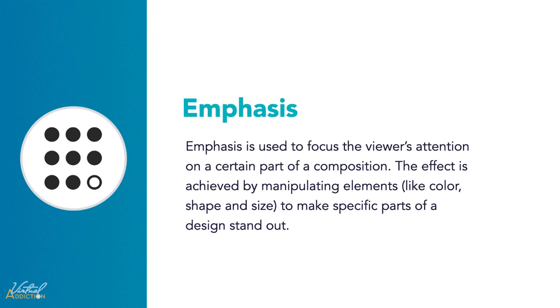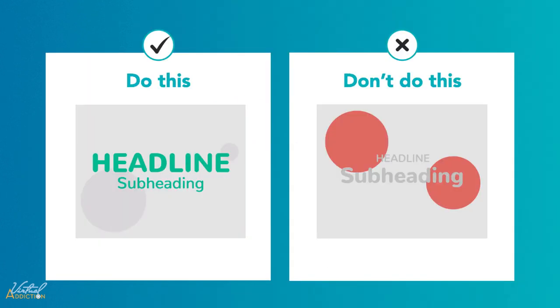Emphasis is used to focus the viewer's attention on a certain part of a composition. The effect is achieved by manipulating elements like color, shape, and size, and this makes specific parts of a design stand out. For example, say you wanted to bring attention to a call to action on a landing page of a website. You could increase the text size and use colors that stand out from the background, emphasizing the call to action and making sure visitors don't miss it.